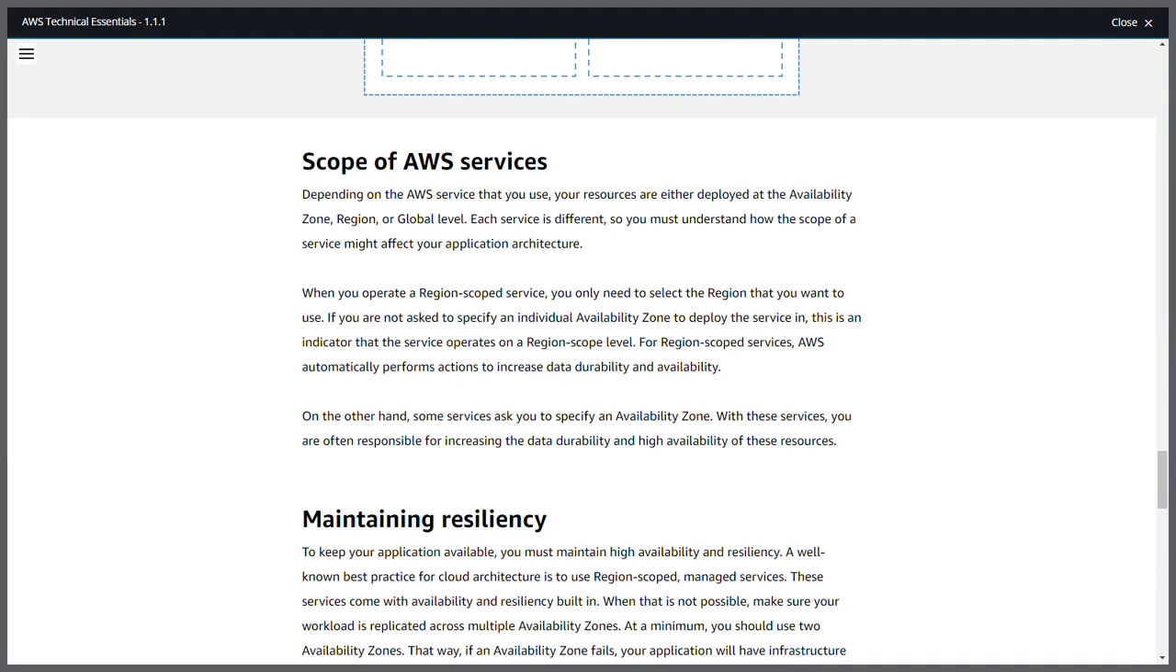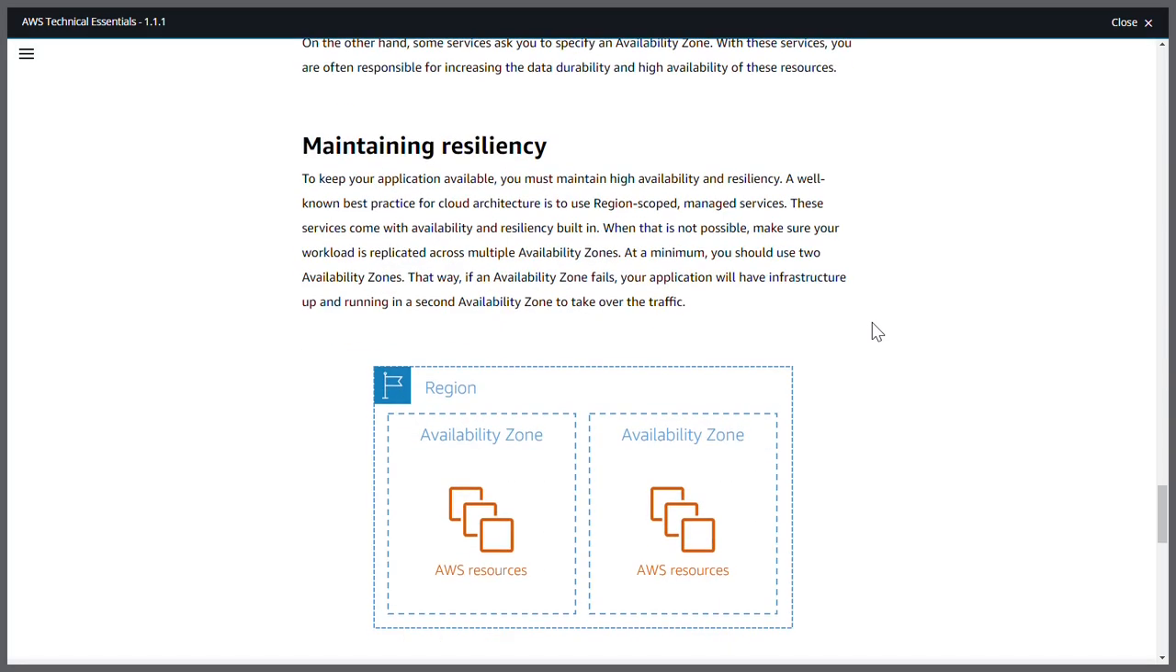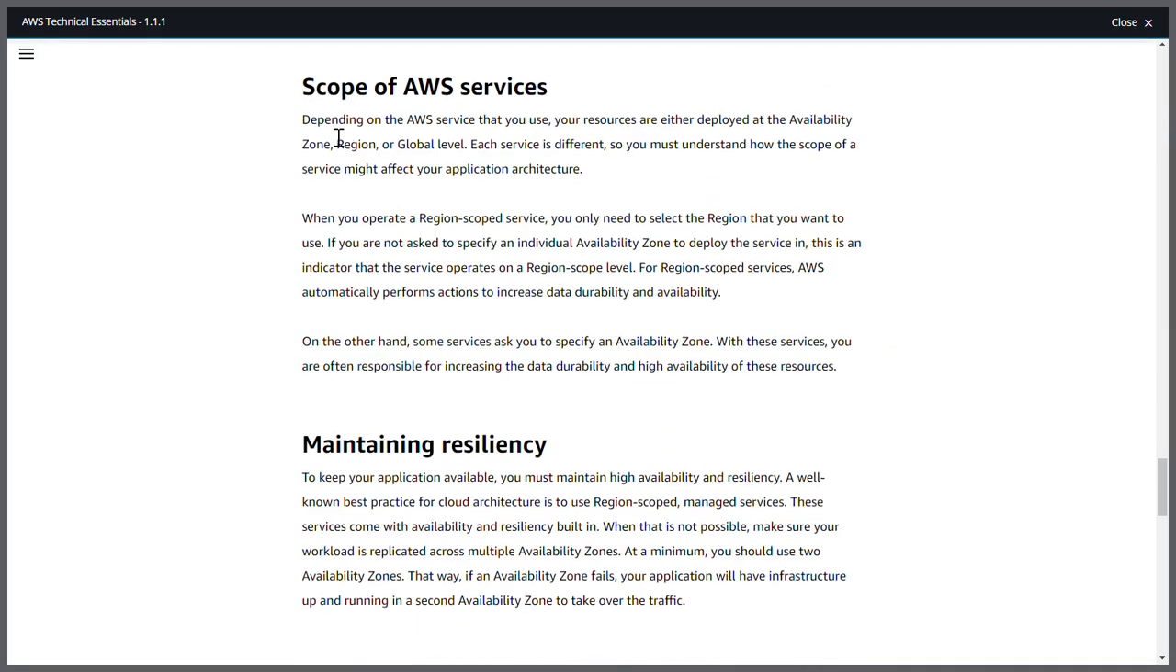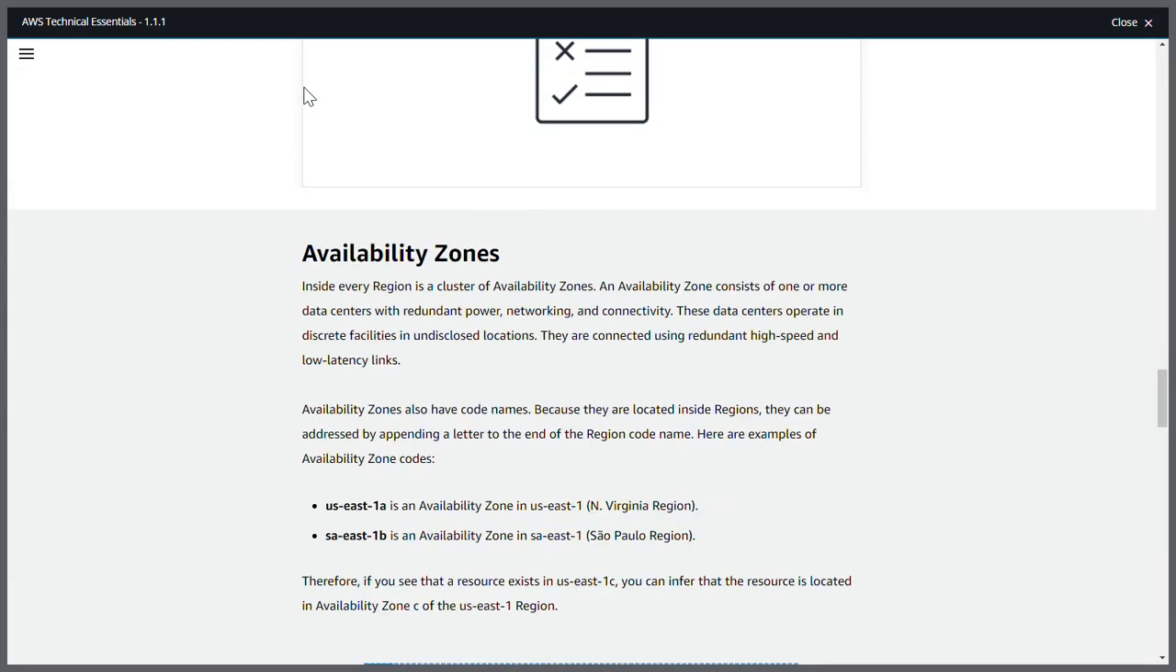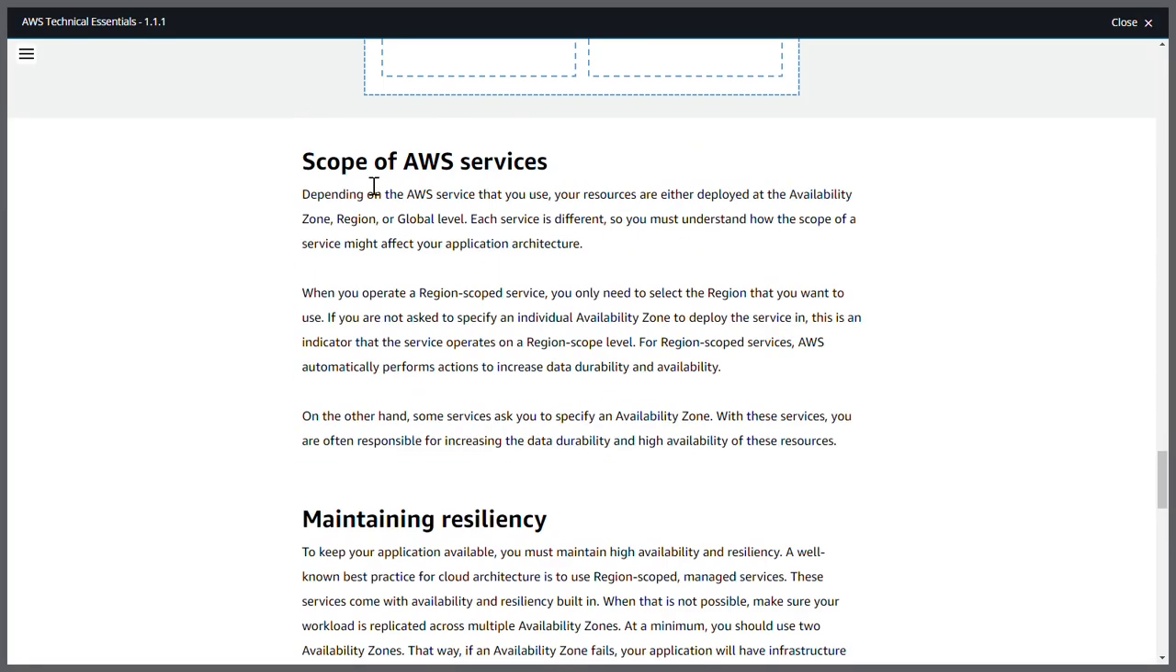And then we talk about scope of AWS services and maintaining resiliency, and there are a couple of paragraphs. Let's see what this paragraph says. This was the third factor on selecting a region, which says scope of AWS services. There are some services which are not available in every region or every AZ. So depending on the AWS service that you choose, your resources are spread at the AZ, region, or global level. And by AWS service we mean there are more than 200 AWS services.